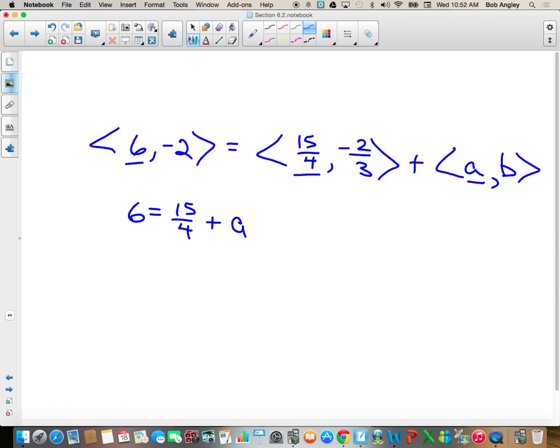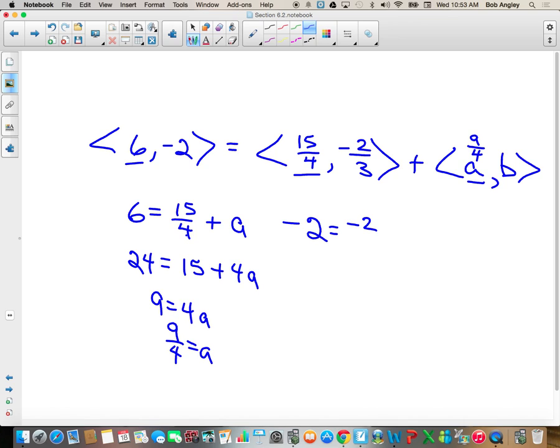You can solve this a couple of different ways. Algebraically, if you want to just multiply by 4, you could get 24 equals 15 plus 4A. And so here we'd get 9 equals 4A. A is equal to 9/4. Now, you can write that as 2.25 if you want to, but 9/4 here would be a nice simple answer. And then you could do a similar thing, go -2 equals -2/3 plus B. And we could do the same kind of work to get what B is.